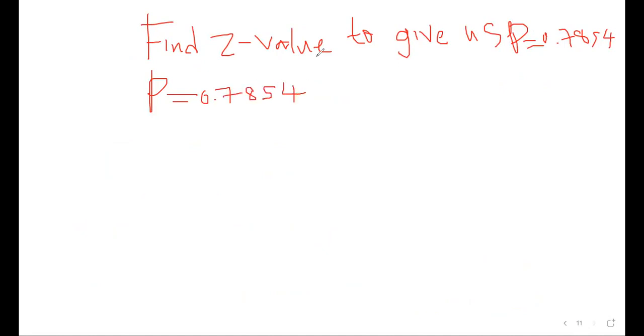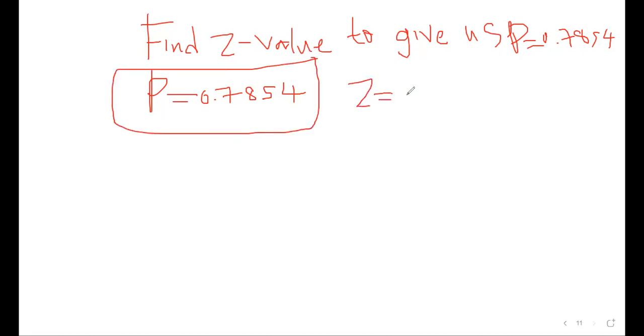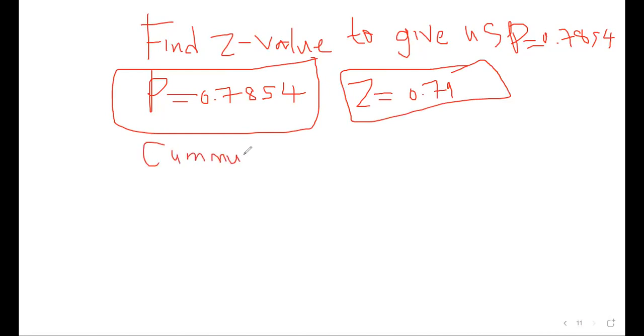0.7854. This is what you are simply saying. So our Z value from the table is 0.79. So check for the table. Go for the cumulative table. From the QM, cumulative Z table.